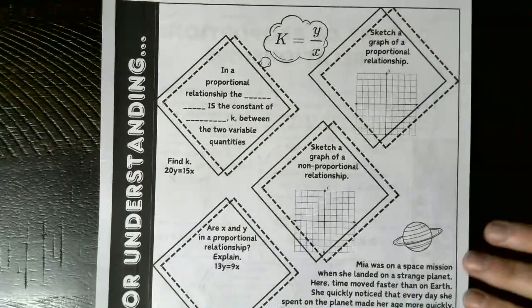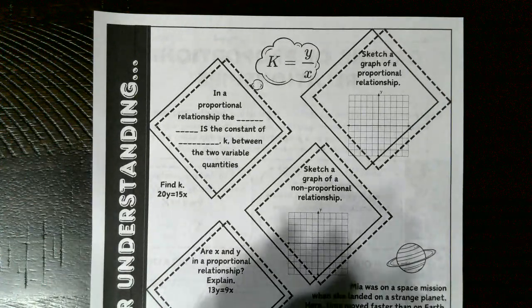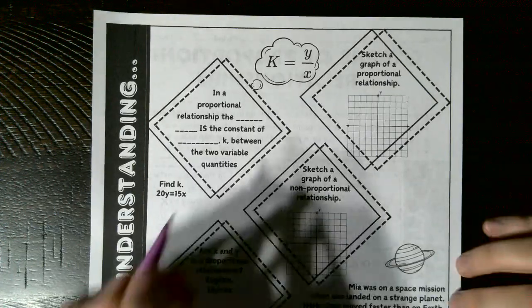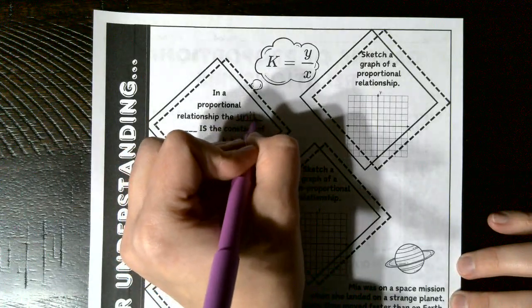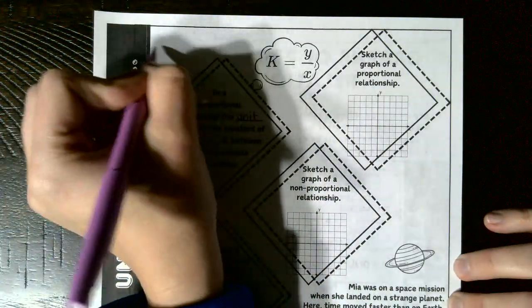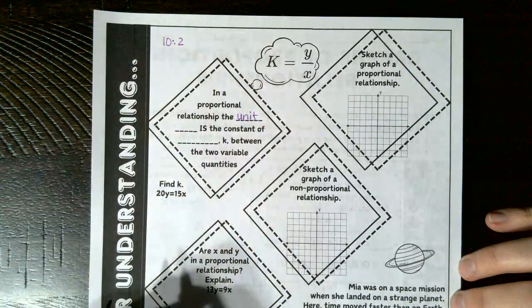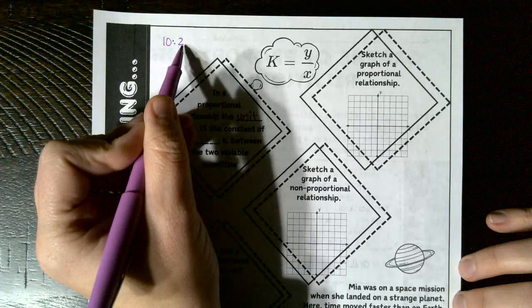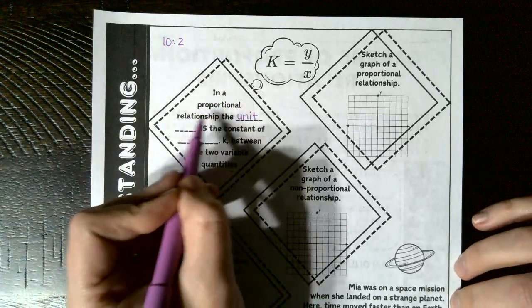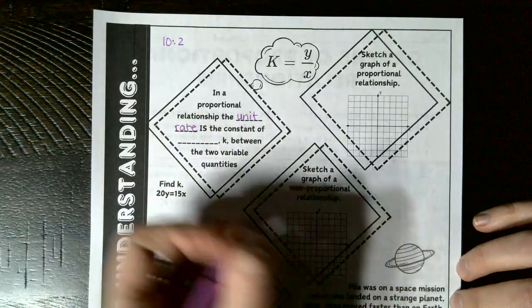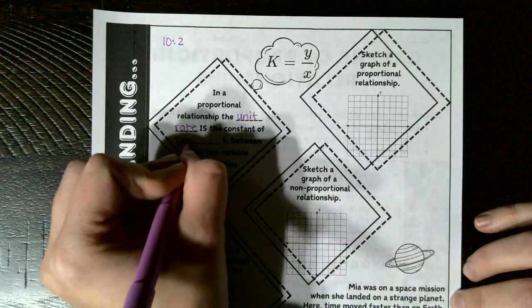So I've got a couple different things for you to try, but first I want to talk to you about this one. So in a proportional relationship, the unit rate, so you remember we talked about unit rate. Unit rate is if I have, say, a ratio of 10 to 2, the unit rate would be 10 divided by 2. So in a proportional relationship, the unit rate is the constant of proportionality.